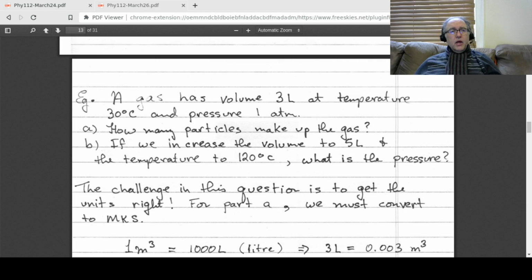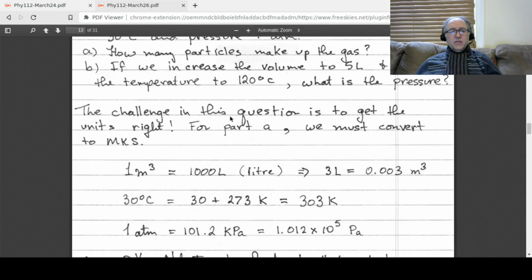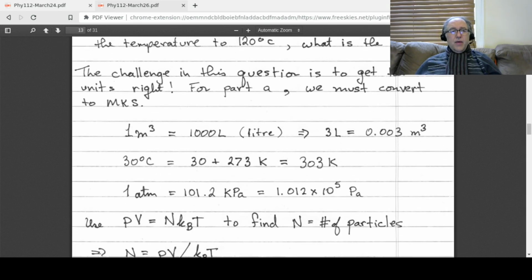So let's answer part A first. To do that, we have to do this unit conversion. And so let me start off by telling you how you convert between liters and cubic meters.